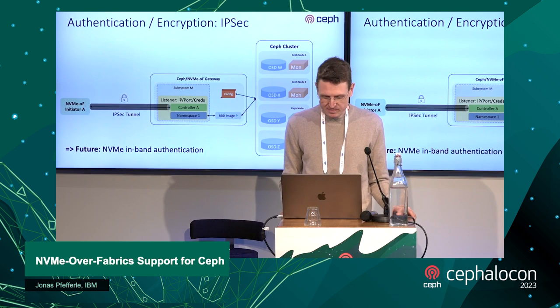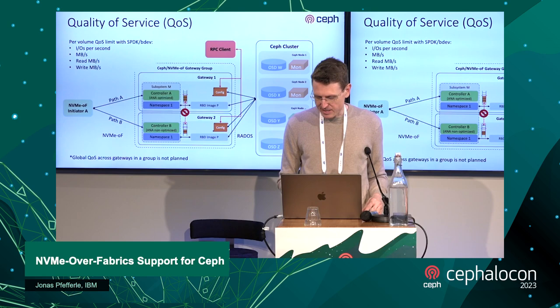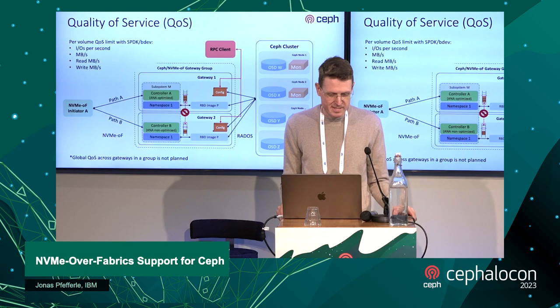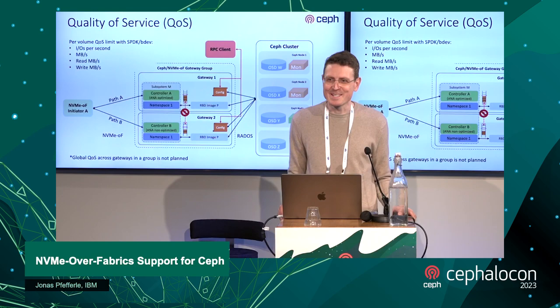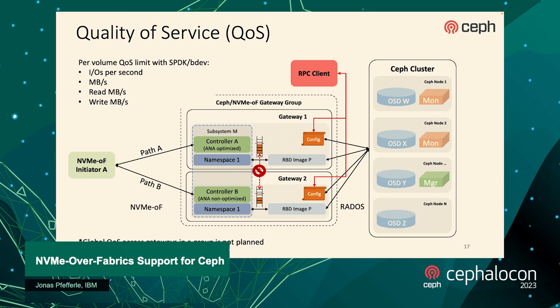Okay, then one other big topic, again, a feature that is typically asked for as soon as you want to use this more seriously, is doing QoS. And actually, at this high level, this is easy for us to implement because it's already supported in SPDK. If you look closer, yeah, there are some caveats. So what we can do is support per volume QoS in terms of IOs per second, megabytes, read and write. You can actually differentiate in SPDK. That's already there.